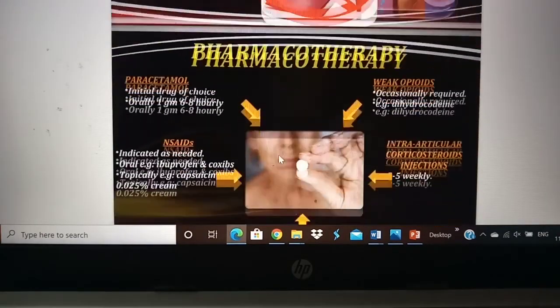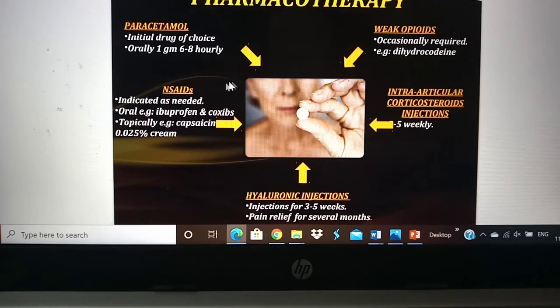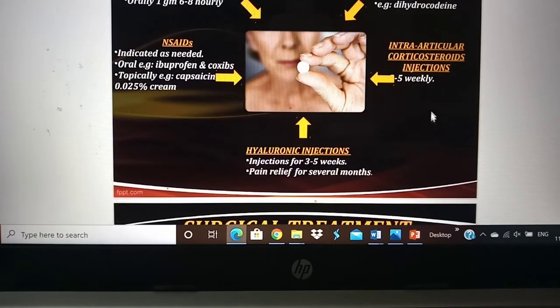Then pharmacotherapy. What are the medicines that can be given? Paracetamol, a common drug, and non-steroidal anti-inflammatory drugs. Then opioids can be given. Ibuprofen, all these non-steroidal anti-inflammatory drugs. And in patients with severe pain, corticosteroid injections are given intra-articularly, so that they have immediate pain relief. Okay, and they have normal function, but it is given only when they have severe pain.